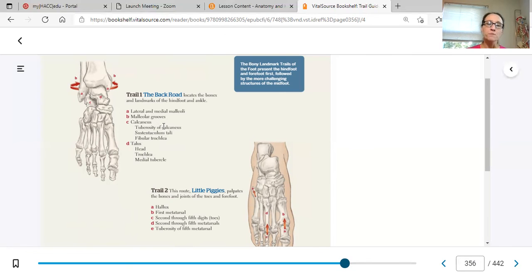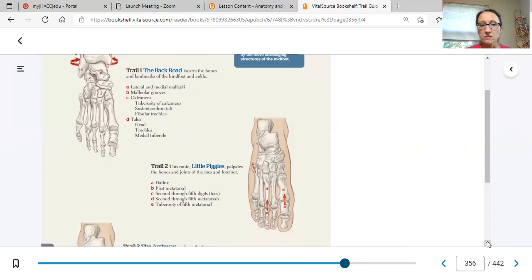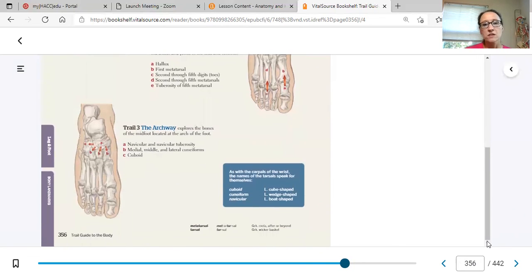So if you are palpating at home, which you should be, follow along with these trails. You won't be able to palpate everything all the time because obviously everyone's put together a little bit differently. Some of us have super bony hands and feet where you can feel just about every little thing. Some of us do not, and that's fine. Okay, but there are several trails to follow along with.